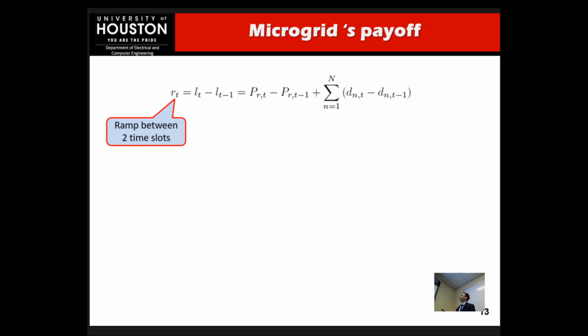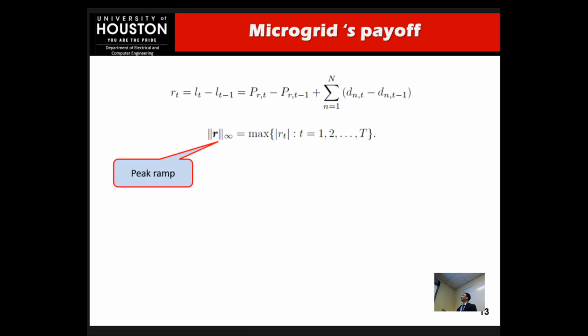Then, based on the amount of power requested from the main grid, we can calculate the ramp of the system between two time slots here. And this is the net load of the system at time slot T, and this is the net load of the system at the previous time slot. Then we can calculate the peak ramp of the system we need to satisfy. Here, we select the maximum element of the ramping vector.